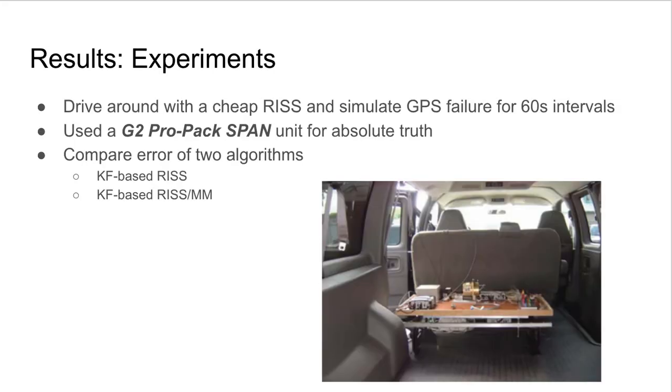The experimentation conducted by the team who wrote this paper was pretty straightforward. They put all the sensors in the back of a van and drove around Kingston, Ontario, which is apparently Prof. Clark's old stomping grounds. At various points during their trial, they simulated a 60-second GPS failure and compared the error associated with the common filter-based algorithm to the error associated with the same algorithm augmented with the map matching algorithm. A military-grade GPS and IMU unit, the G2 ProPack span, was used for estimating the absolute truth.